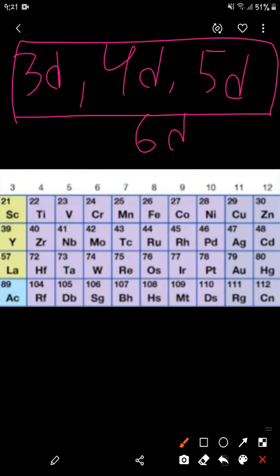The first series is this one, which starts from scandium to Zn: Sc, titanium, vanadium, chromium, manganese, iron, cobalt, nickel, copper and zinc. This series is known as 3d series. Okay, and if you see according to period, then this is the 4th period.